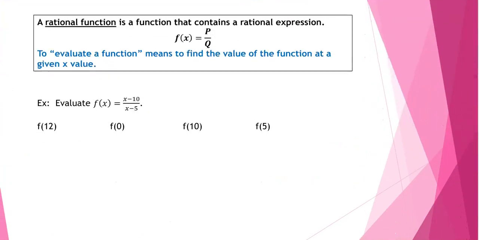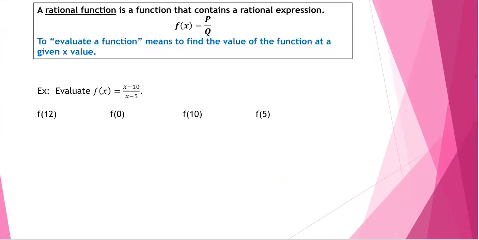So let's move on to the next idea, which is rational function. A rational function is a function that contains a rational expression. So f of x equals p over q. The rational expression is p over q. And a lot of times we're being asked to evaluate. When we evaluate a function, it means to find the value of the function at the given x value.